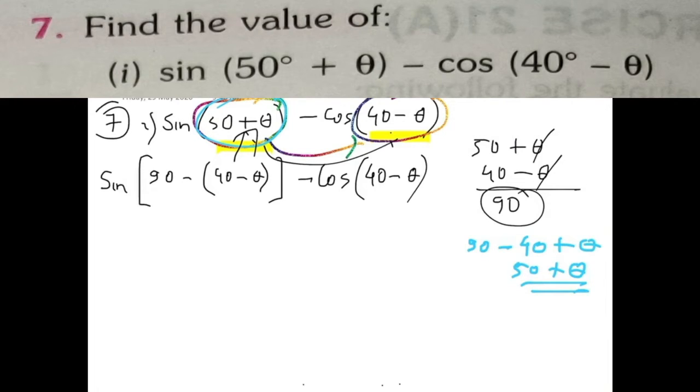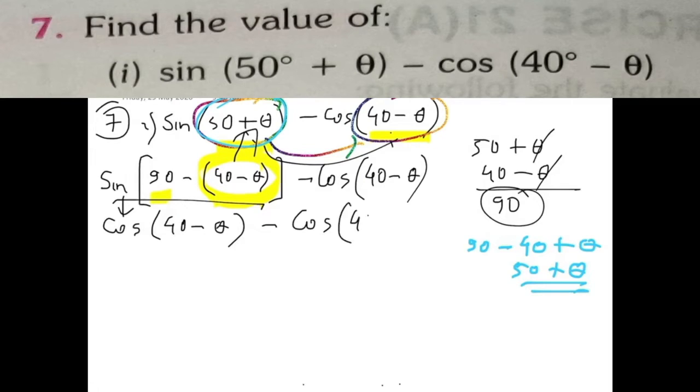Now here we go. Since the formula can be applied, it is 90 minus a certain angle. You know sine of 90 minus theta, I'll treat this whole thing as theta. So sine of 90 minus theta is equal to cos theta. That means this whole thing can be written as cos 40 minus theta, because sine changes to cos, and 90 minus theta changes to that 40 minus theta only. And the second one is cos 40 minus theta.